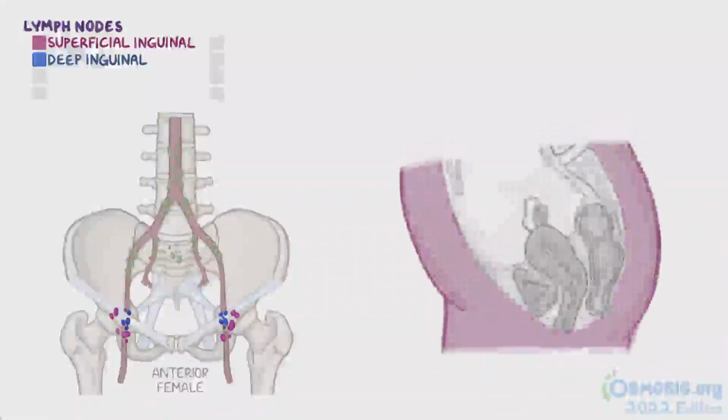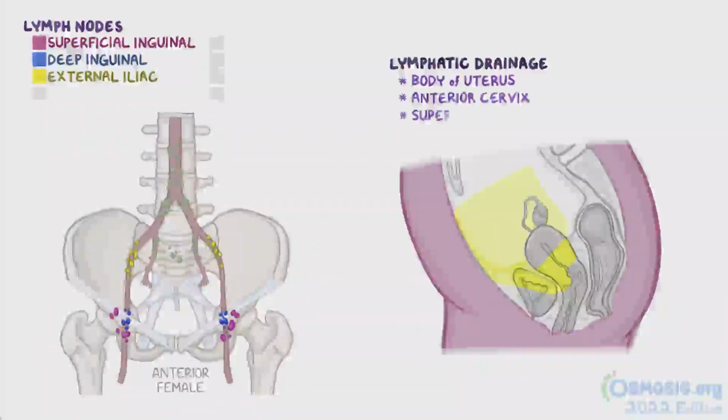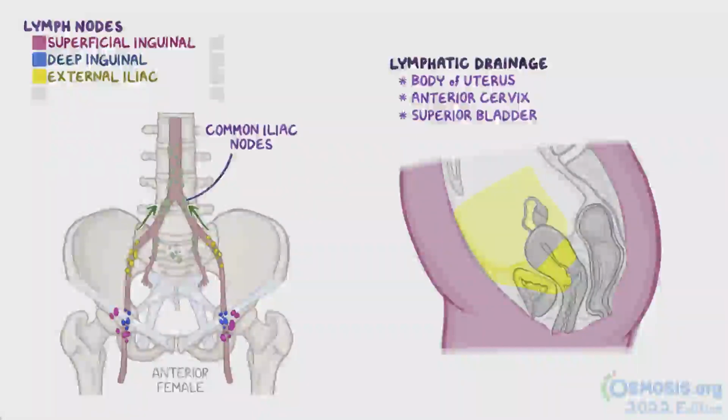Now, in addition to the inguinal lymph nodes, the external iliac lymph nodes also receive lymph from the anterior superior pelvic viscera, such as the body of the uterus, anterior cervix, and superior bladder. Finally, the external iliac lymph nodes drain lymph into the common iliac lymph nodes, which lie around the common iliac artery.